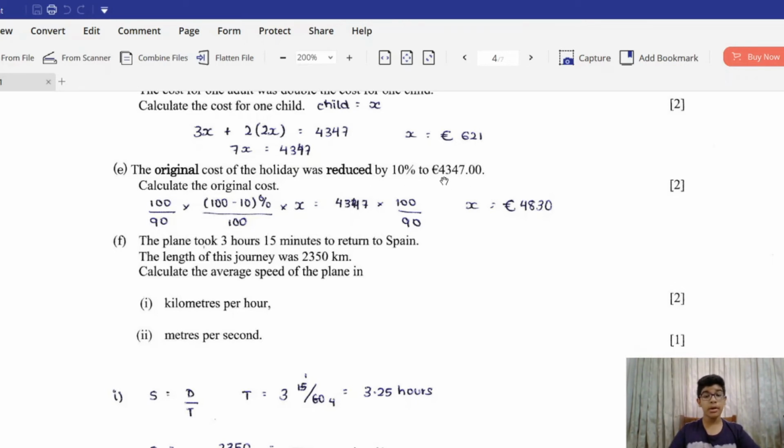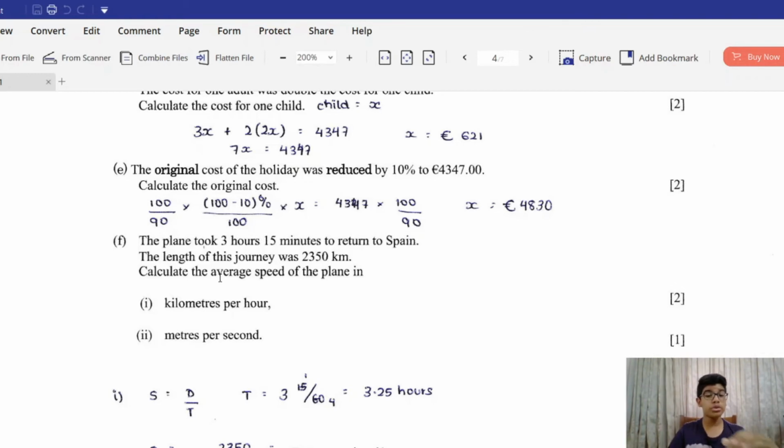If this amount is 10% less than the original cost, this means that this is 90% of the original cost, because basically 100 minus 10%. So this is 90% of the cost. So basically we're going to have to do 90 over 100 multiplied by x is equal to 4347.